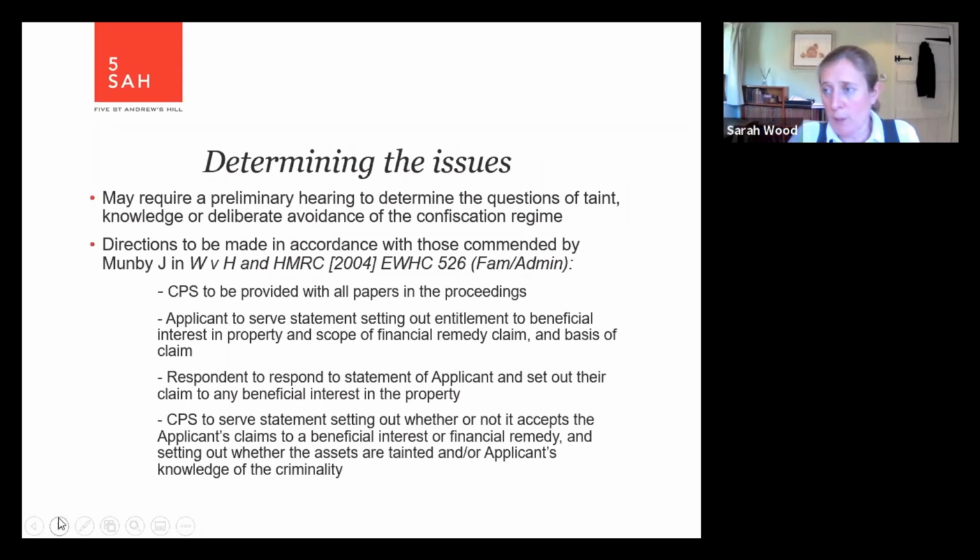That is, as I say, a quick run through of looking at both aspects, looking at both regimes through different lenses. So looking at the family proceedings, what happens within those proceedings if there are concerns on behalf of the CPS as to taint, and looking at it from the other side of the spectrum within Section 10A in relation to the defendant's interest in the property, where you have a third-party claim being asserted.